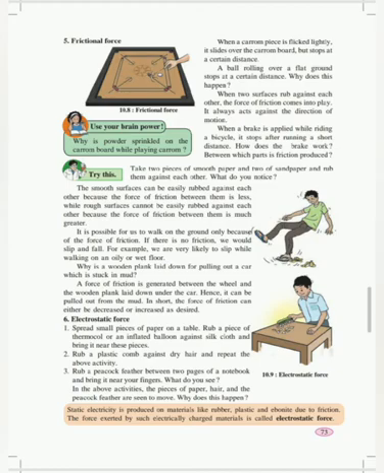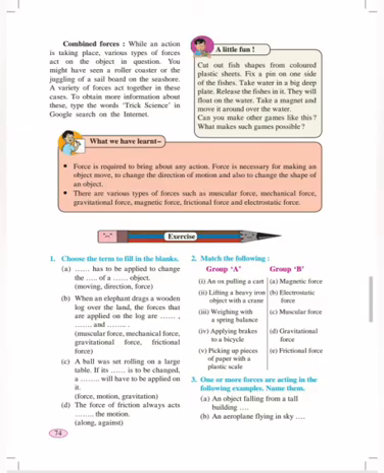Now let us study about combined force. When an action is taking place, various types of forces act on the object in question. You might have seen a roller coaster or the juggling of the boat on the seashore. A variety of forces act together in these cases. Students, combined force means when two or more forces of different types act on a single activity, on a single work, on a single process.